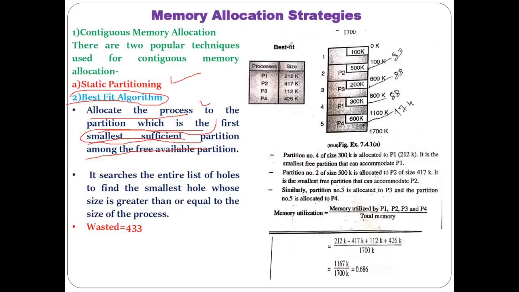See here. First smallest sufficient partition among the free available partitions. Our operating system searches the whole list of holes, or whole memory partitions, which are available, and which partition gets chosen according to best fit: the first smallest sufficient partition. What is the first smallest sufficient partition?